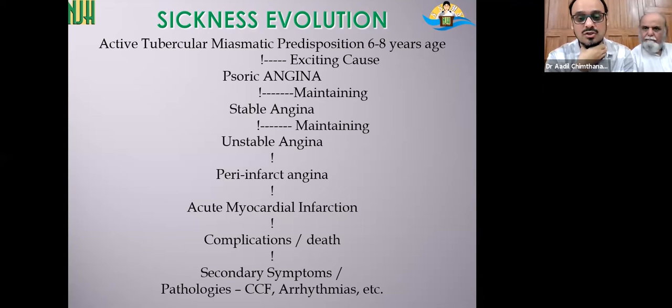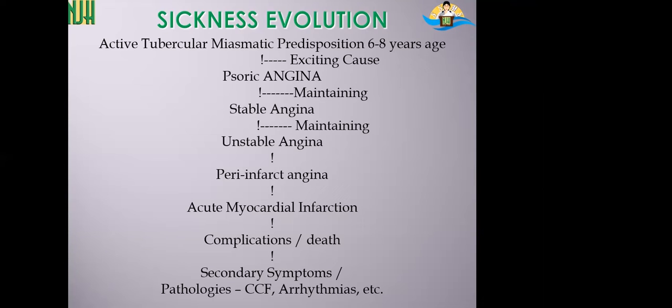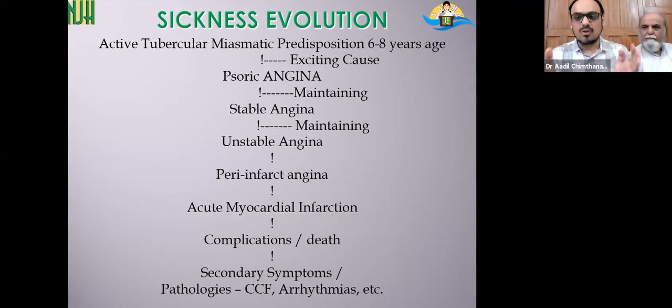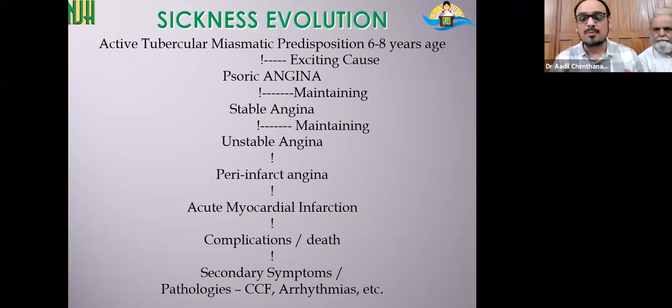And slowly and steadily, now you don't need the maintaining factor to continue because now the switch has completely taken over control. And now the cascade will end up with acute myocardial infarction. So once the unstable angina starts, that constitution, that economy is ready for a heart attack. So many times, unstable angina, which is not addressed properly, turns into peri-infarct angina and then finally into acute myocardial infarction. 50% of people who suffer from the first heart attack die.